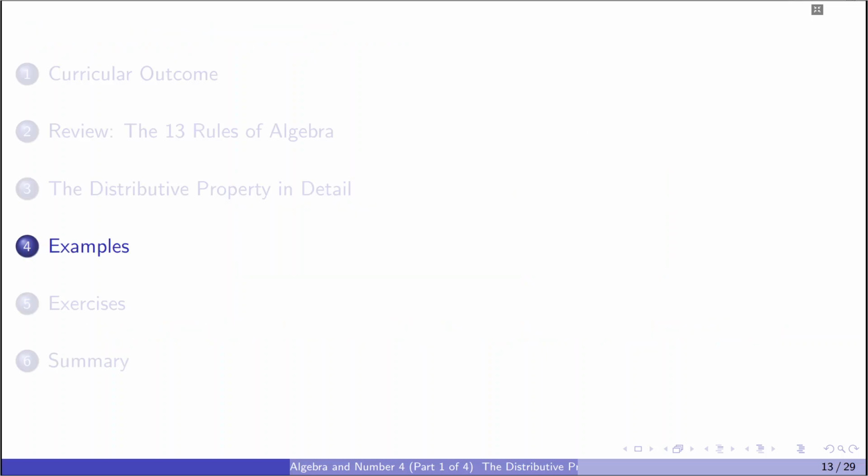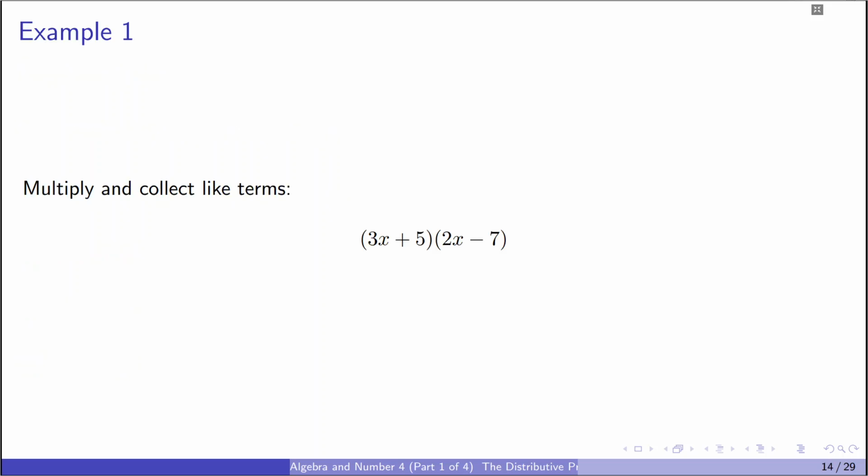So let's look at examples. Let's multiply here and collect like terms. We want to take each term in the left bracket and multiply it by each term in the right. When you have 2 terms times 2 terms, that's 4 terms, there is a FOIL acronym for first, outside, inside, last that is useful. That is only useful for 2 terms times 2 terms, so I don't use it much.